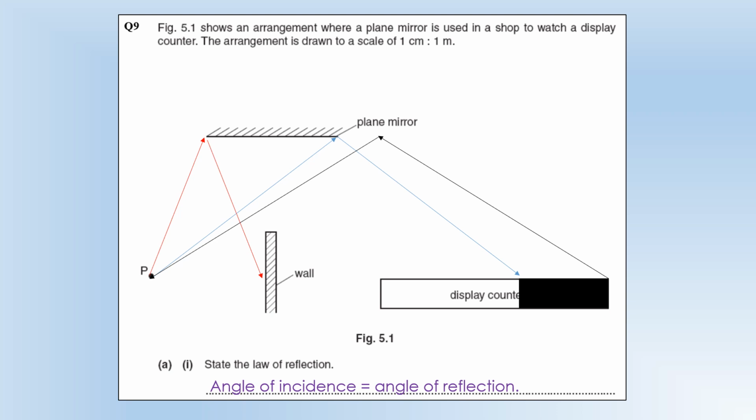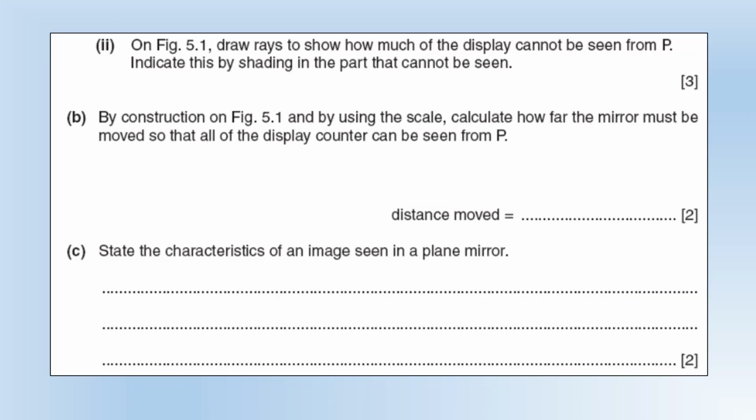So the next part of the question asks us to find how far we would need to move the mirror in order to see the rest of the counter. So here what I did is I drew a line from the extreme part of the display counter that when reflected went to P, and we can see that we're going to need to move the mirror by this distance, and from the diagram we can see that that distance is 1.7 centimeters, which means it's 1.7 meters in reality because of the scale used.